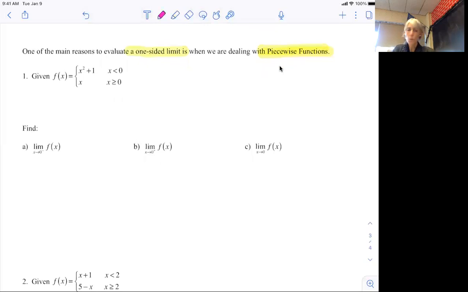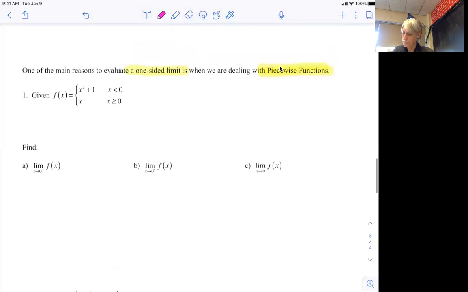Given f of x equals, my x's are being plugged into x squared plus 1 when x is less than 0, and into x when x is greater than or equal to 0. I want to find the limit as x approaches 0 from the left, the limit as x approaches 0 from the right, and then the limit as x approaches 0.